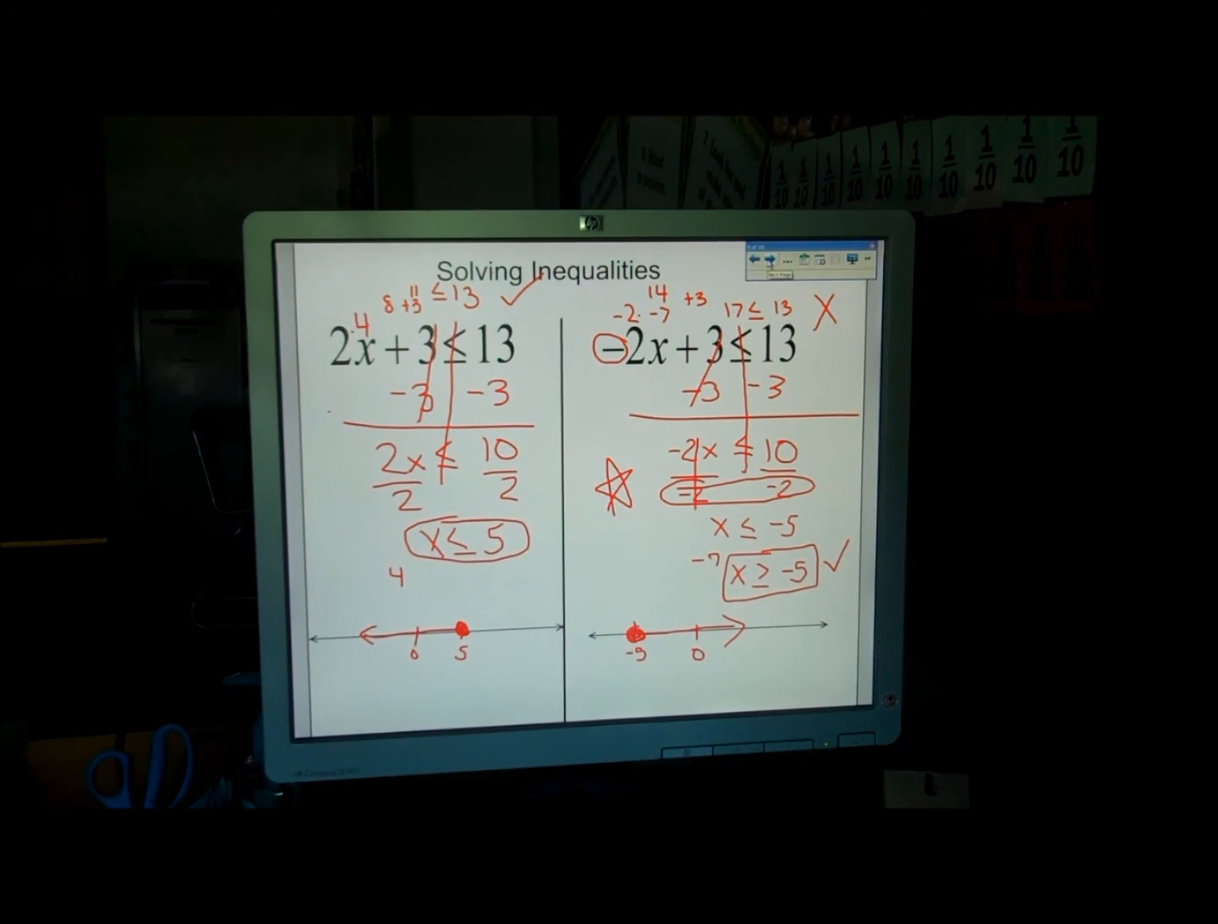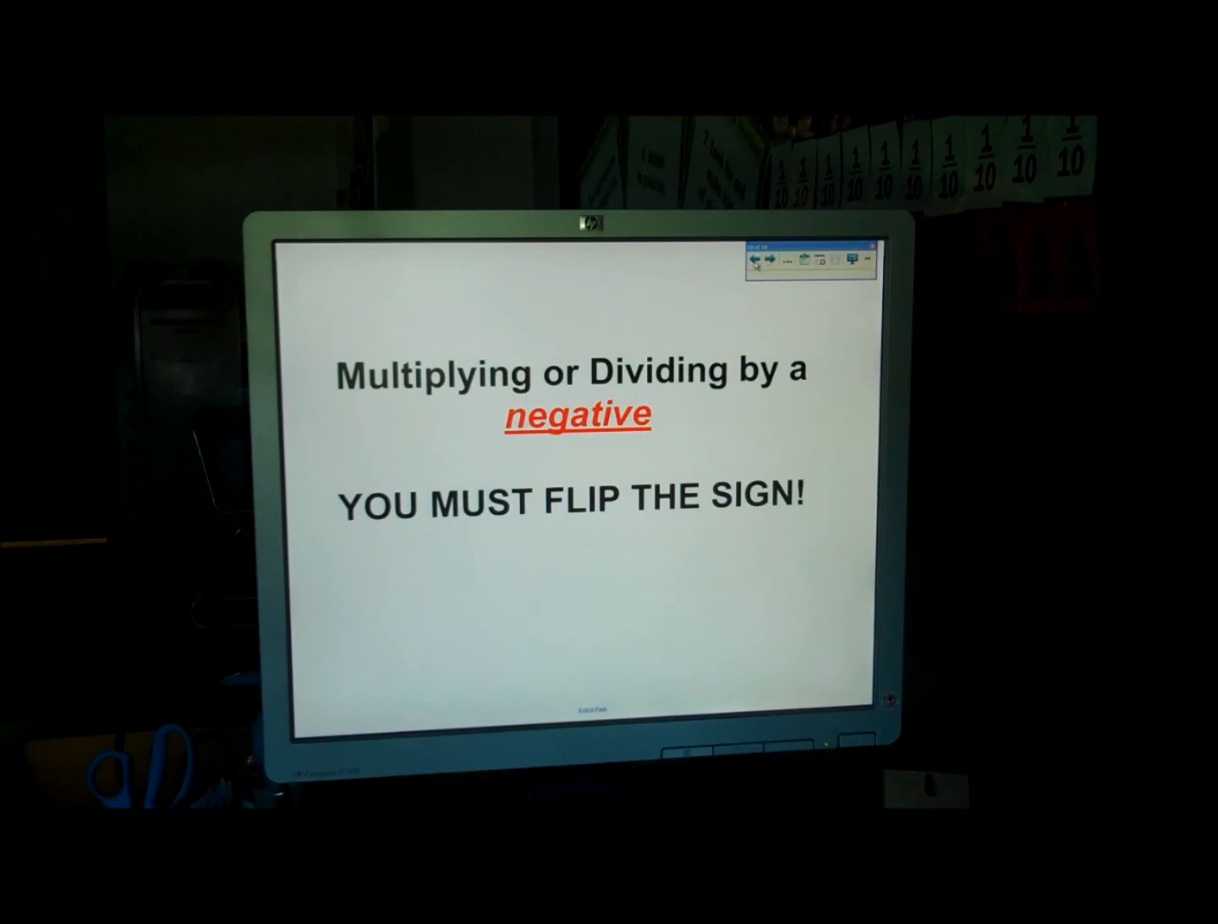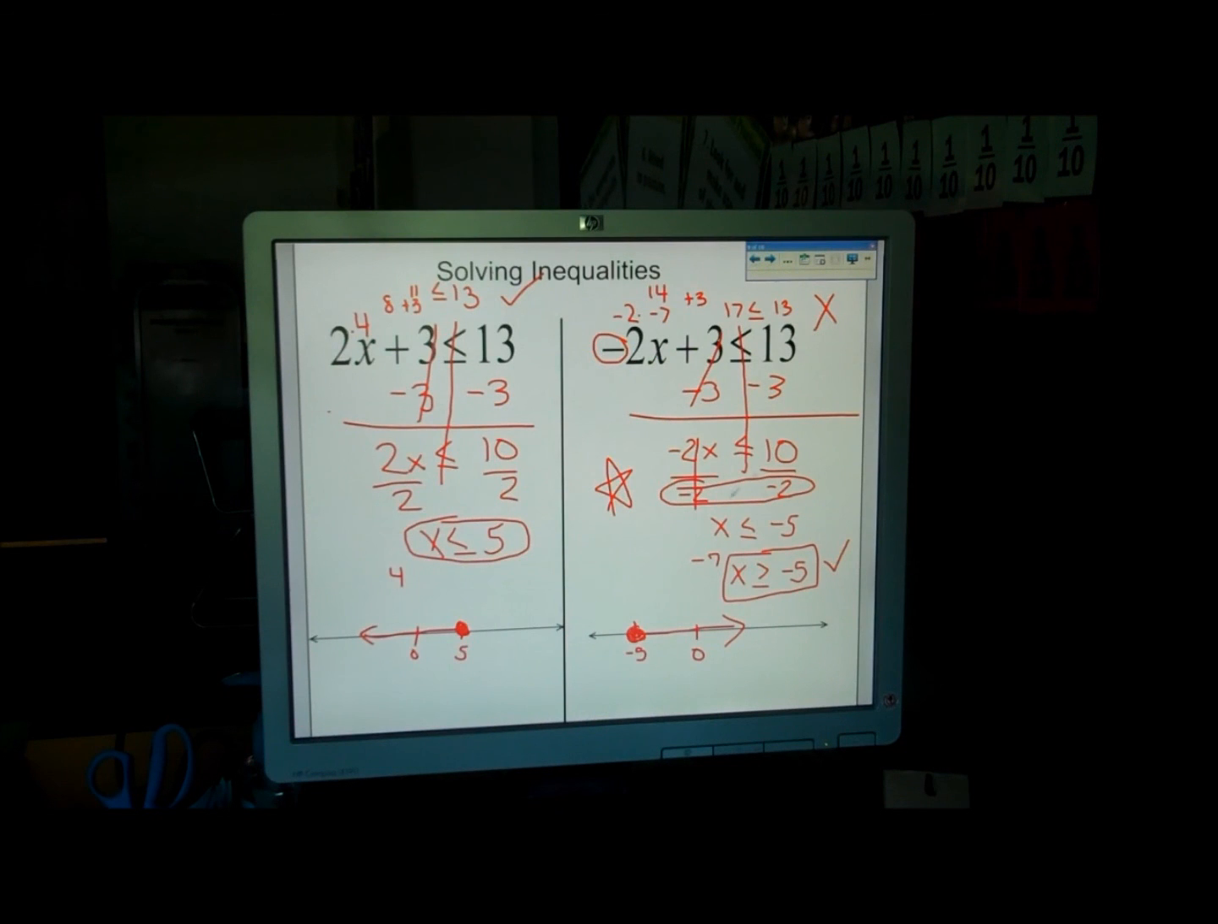You might want to pause it right now and try another example on your own. What I want to show you is multiplying or dividing by a negative, you must always flip the sign. And I'll leave it on this for you.